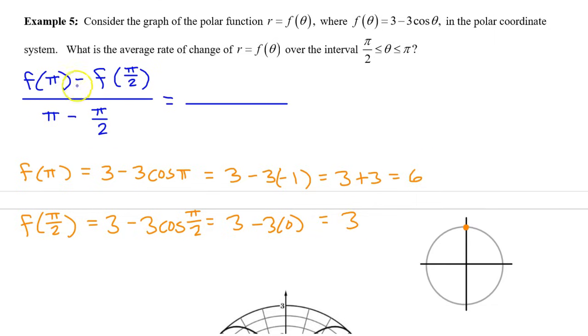Substituting these values back into our expression for the average rate of change, f of pi was 6, so we have 6 minus f at pi over 2, which is 3. Hopefully you intuitively know that pi minus half of pi is pi over 2. If you need to, you can make like denominators by multiplying by 2 over 2. So we have 2 pi over 2 minus 1 pi over 2, which is pi over 2. Obviously, 6 minus 3 is 3.